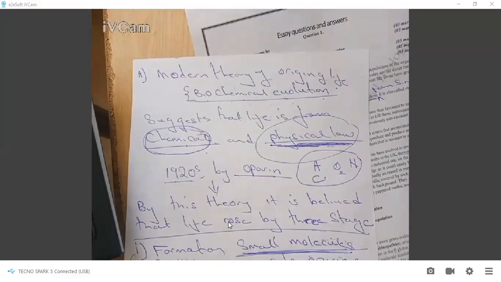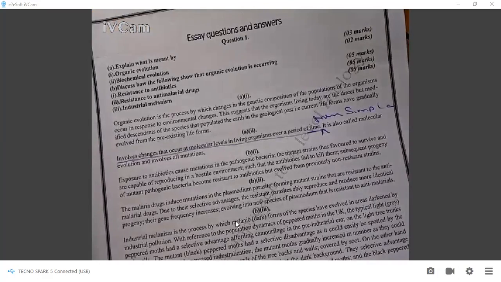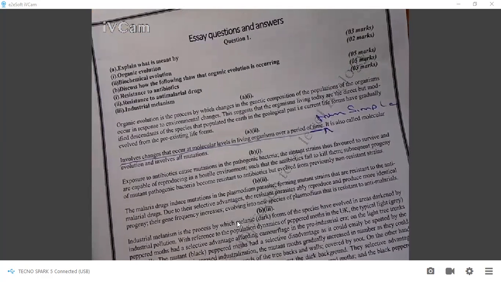Now the modern theory of origin of life is the biochemical evolution, which suggests that life arose from simple molecules, simple chemicals, as a result of physical laws, in this case, which we have stated here, as that biochemical evolution involves change that occurs at a molecular level. Molecules keep on changing from simple to complex in a living organism, therefore resulting in organisms changing. Have you understood that? Yes?